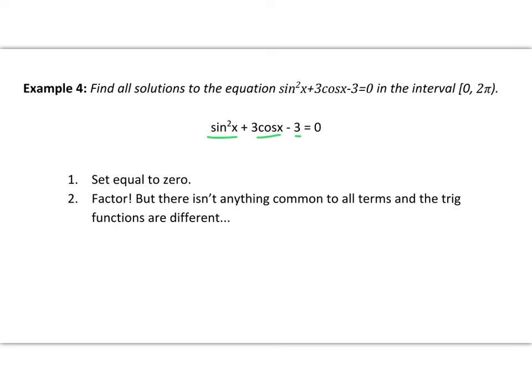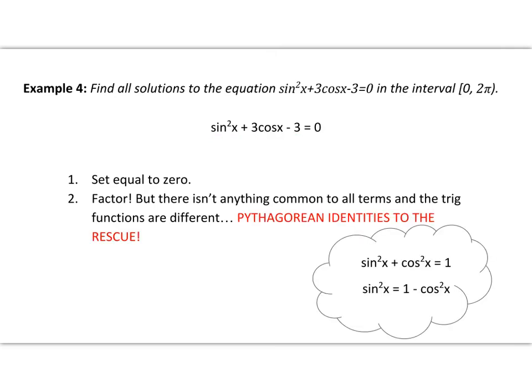But the problem here is that the trig functions are different, right? We have sine squared here and cosine here. That doesn't mean we can't approach the problem. It's just what makes it a little bit of a harder problem. So we are going to look at the Pythagorean identities to save us here. We know the mother of all Pythagorean identities is sine squared plus cosine squared equals 1. If we rearrange that, if we solve for sine squared by subtracting cosine squared from both sides, we get this new relationship. Not really new relationship, just a different version of the same relationship.